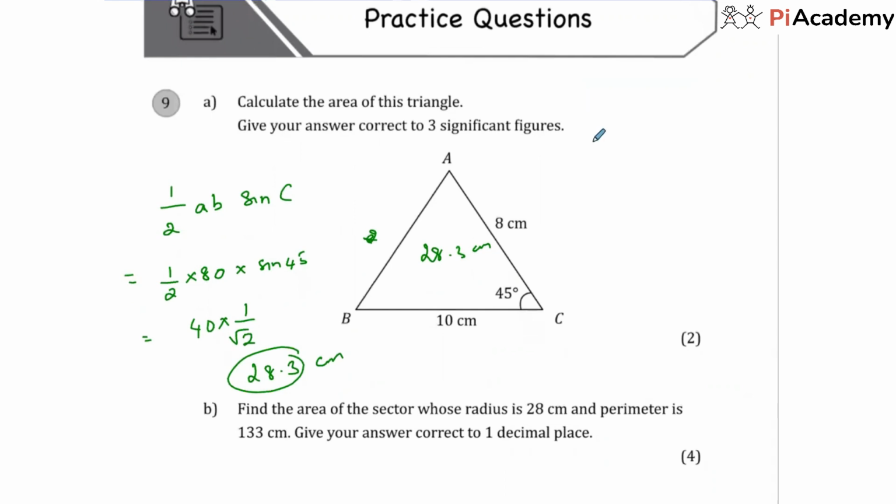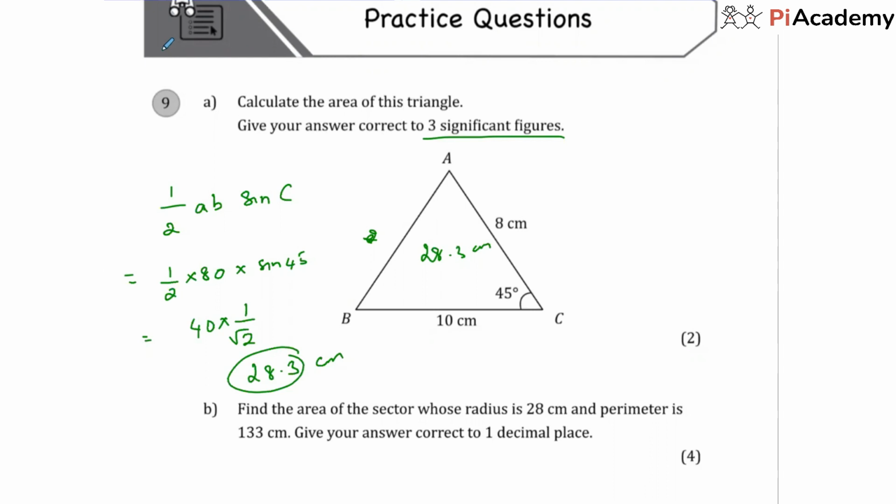They asked for 3 significant figures, so wouldn't it be 28.3? Not 3 decimal places, right? 3 significant figures. He's not telling you to give your answer correct to 3 decimal places. He's asking you to give your answer correct to 3 significant figures.